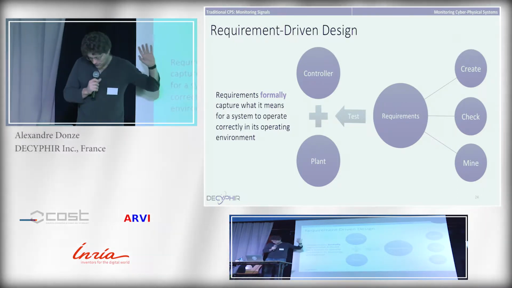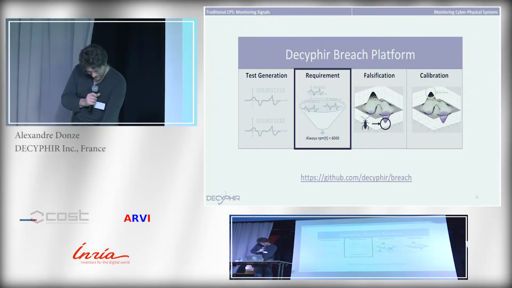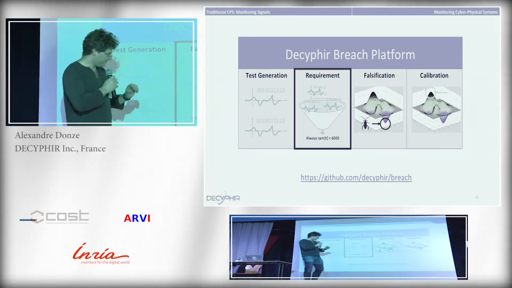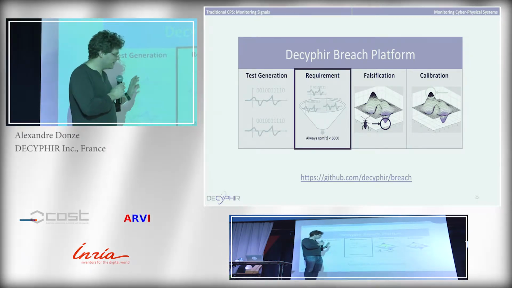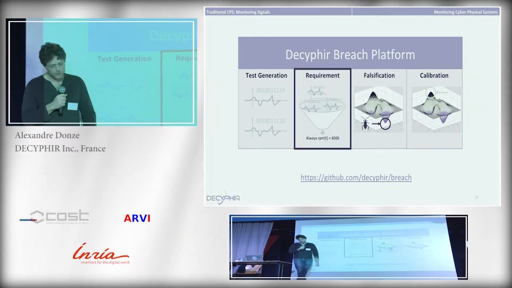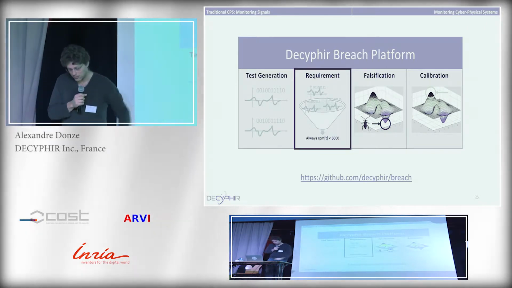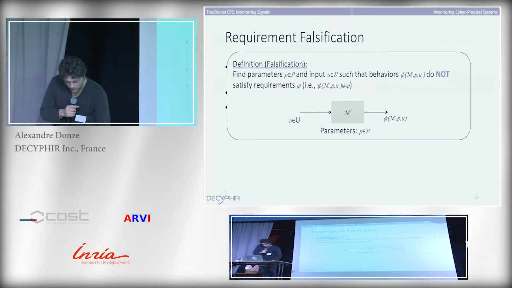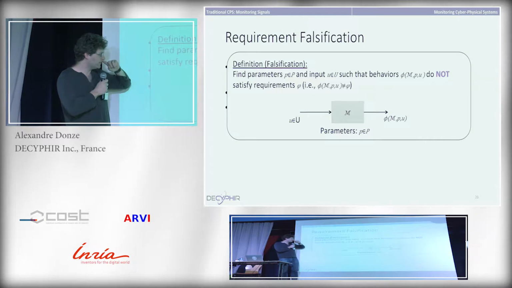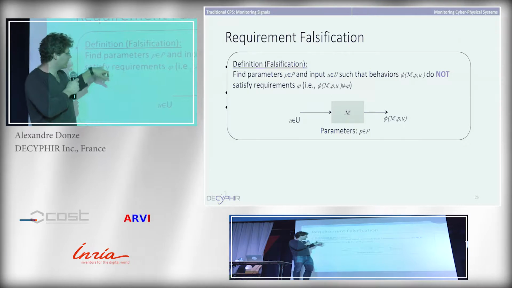I have shown these slides already. This logic and quantitative semantics is what will enable the falsification part to be done more efficiently. Let me tell you a little bit more about this. Falsification again is about finding a trace, finding a behavior that does not satisfy a requirement.